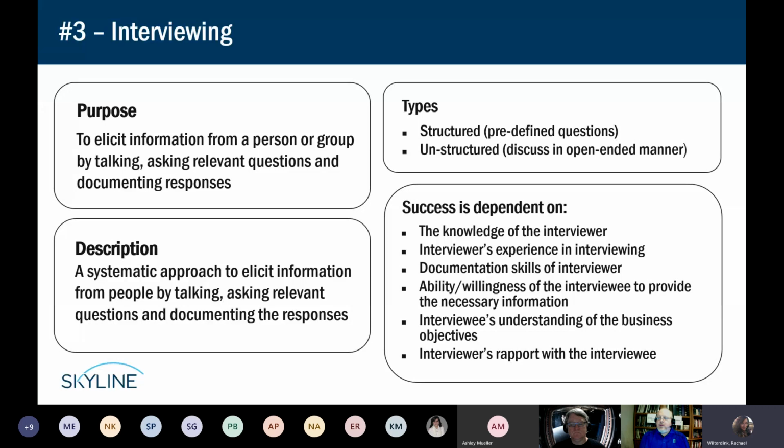Finally, you want to make sure you're establishing rapport with your stakeholders. If they know you and trust you, they'll be much more likely to share the information that you're looking to discover.